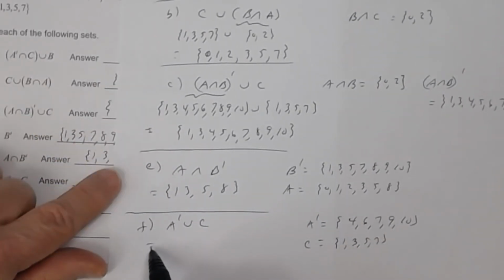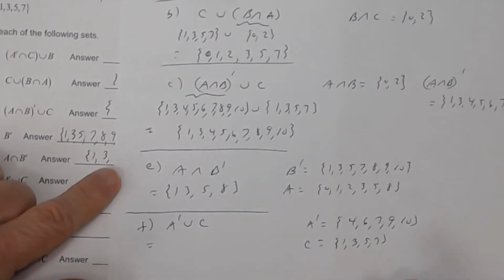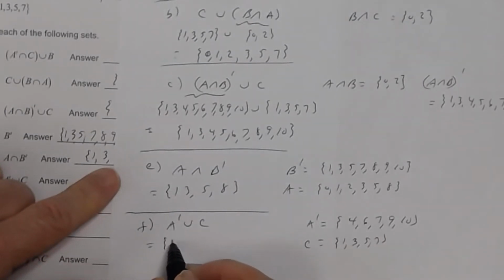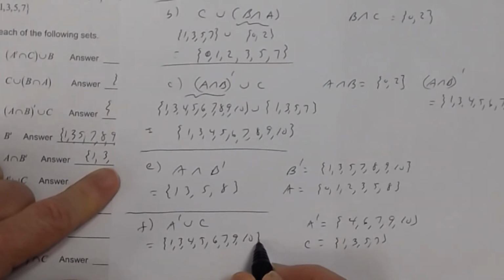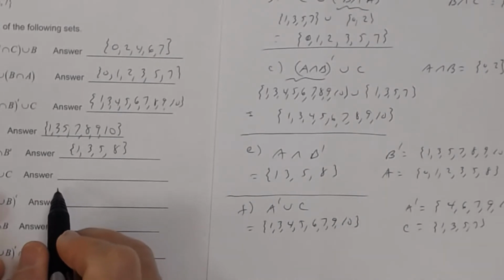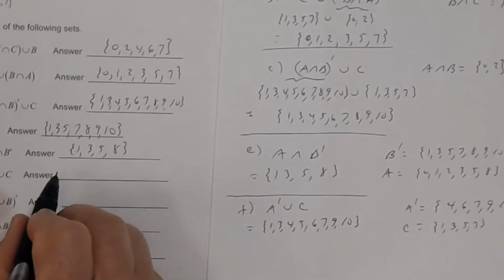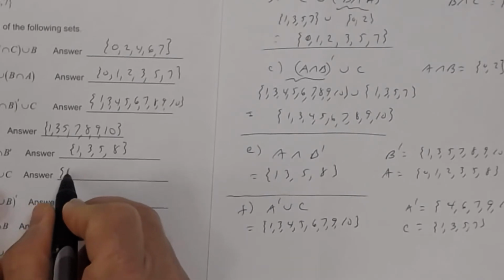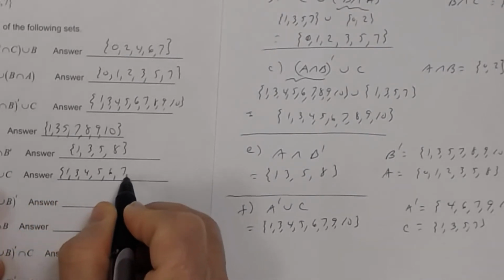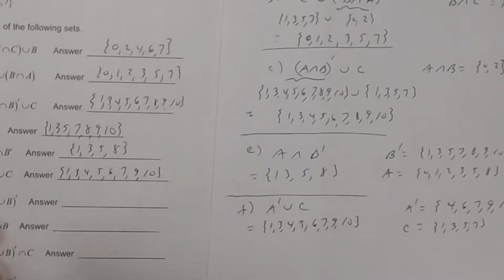So remember, you union these, so you're looking at every element they have, all the elements that they have. Not what they have in common, but everything. Doesn't matter if they have any in common or not. So it'll be 1, 3, 4, 5, 6, 7, 9, and 10. Okay? So that goes here. So that is letter F. So 1, 3, 4, 5, 6, 7, 9, and 10.